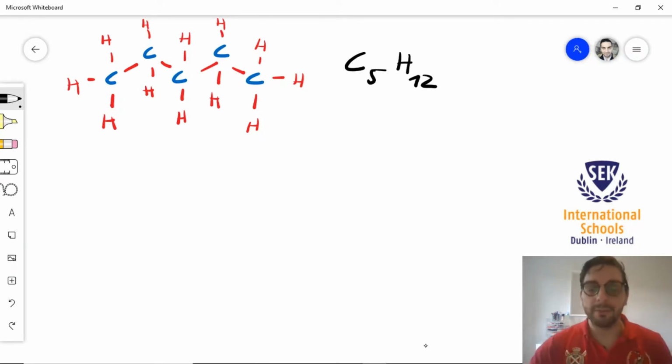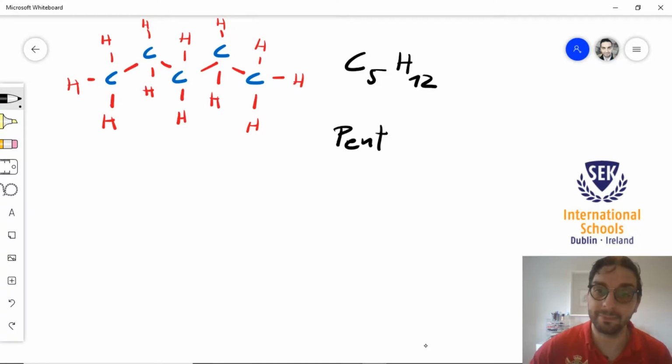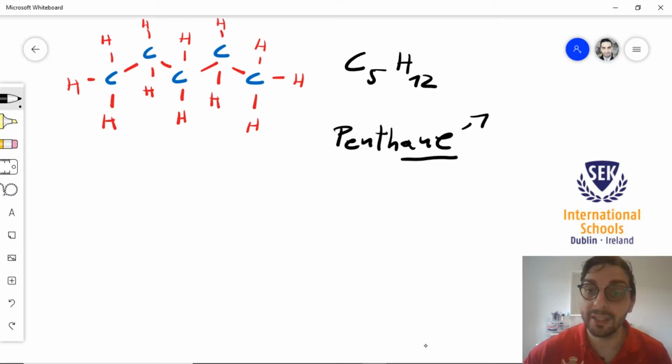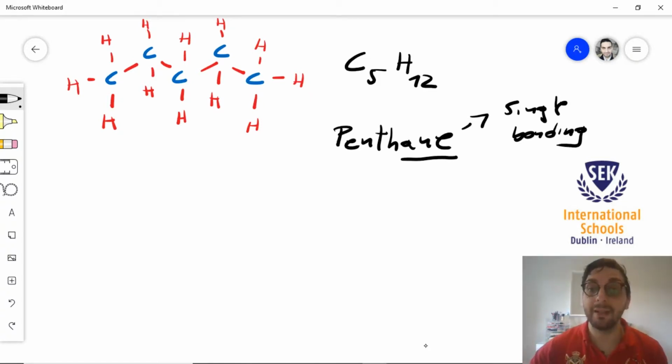Nomenclature. Here comes the point. We said the first 4 have their own name, but after that, it all comes from Latin. In this particular case, 5 in Latin is penta, so we are going to call it pentane. Remember, ane. Why? Because it's single bonding. You see one bond only, so that's it.